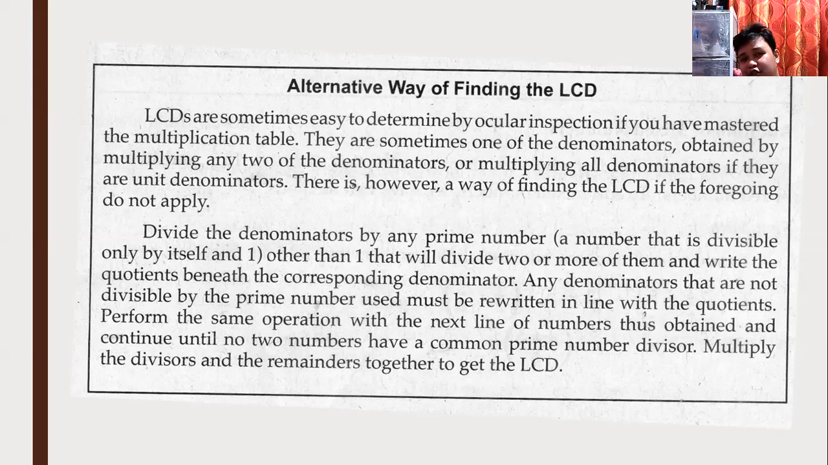Later, we will have an explanation of this. It is better to have an explanation than theory. Any denominators that are not divisible by the prime number used must be written in line with the quotients. Perform the same operation with the next line of numbers thus obtained, and continue until no two numbers have a common prime number divisor. Multiply the divisors and the remainders together to get the LCD.